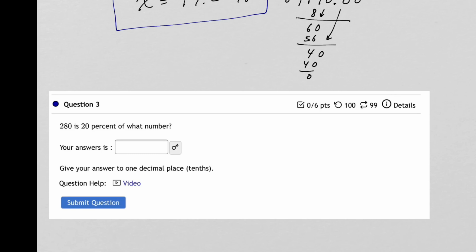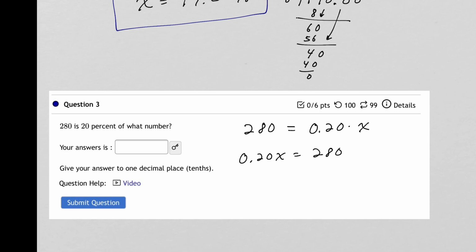So I have 280 is, remember we translate that to equals, 20%, usually as an equation, write it as a decimal, right? So this would be 0.2, or you could say 0.20, of, times, what number, and that's our unknown, which is x. Okay, so this is going to be 0.20x is equal to 280. So now I want to solve this for x. How do I do that?